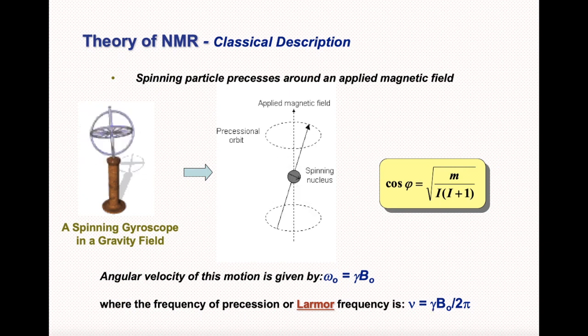Now let us try to understand the classical description of NMR resonance. According to this concept, all the atomic nuclei which have non-zero spin are going to precess in an external magnetic field with a certain frequency, and this frequency is referred to as the Larmor frequency or the precession frequency. And suppose we supply electromagnetic radiation whose frequency exactly matches the precession frequency or the Larmor frequency, we can see a resonance condition. That means we can see an absorption peak in the NMR spectrum.